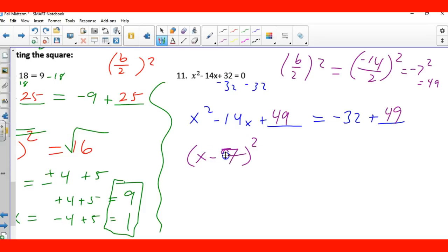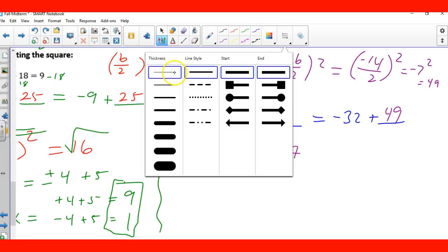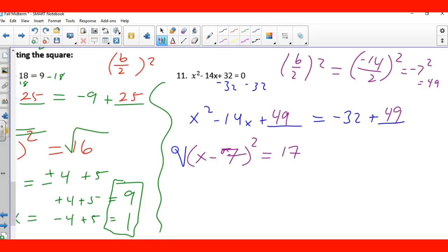Negative 7 squared equals positive 17. 49 minus 32 is 17. Now, to get rid of this square right here, we're going to take the square root on both sides.